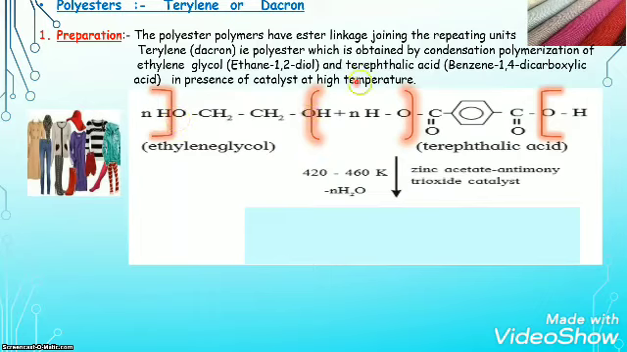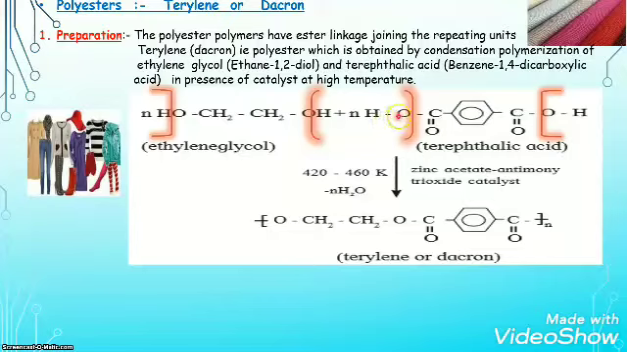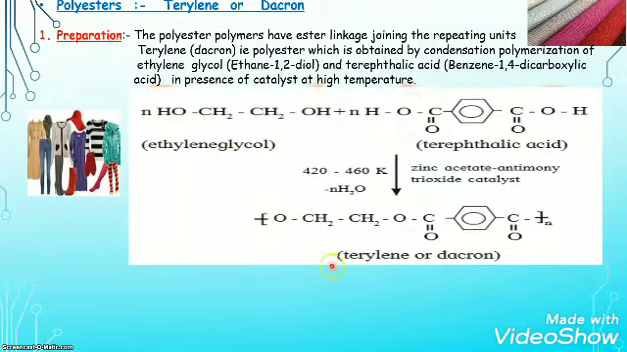When n number of ethylene glycol and n number of terephthalic acid undergo condensation polymerization by applying these conditions, a water molecule is going to be removed. While removing the water molecule, take OH from the terephthalic acid and H from the ethylene glycol. This is the structure of terylene or Dacron.